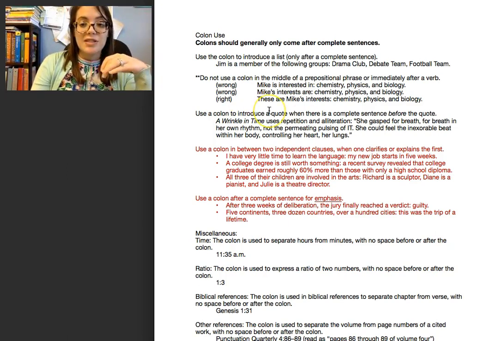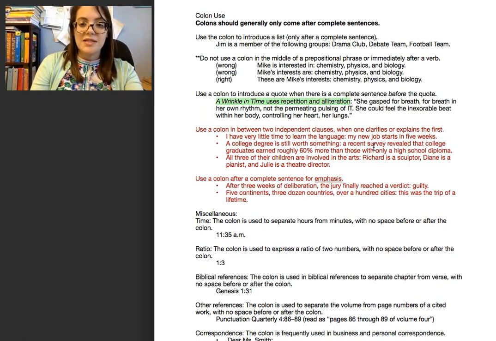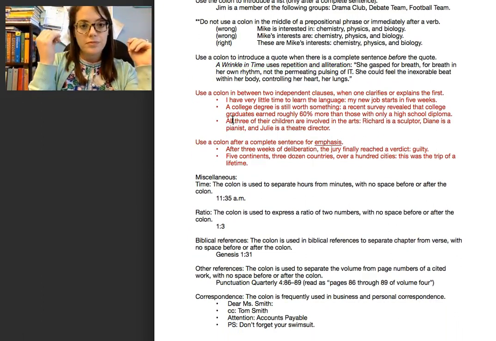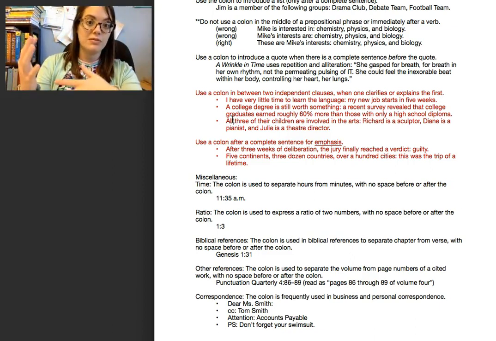Now, use a colon to introduce a quote when there's a complete sentence before the quote. You know this one. We've talked about this one. A Wrinkle in Time uses repetition and alliteration. Complete sentence. Colon. And then we have our quote, right? Now, this one is in red because these are the situations where you can use a dash instead of the colon, okay?